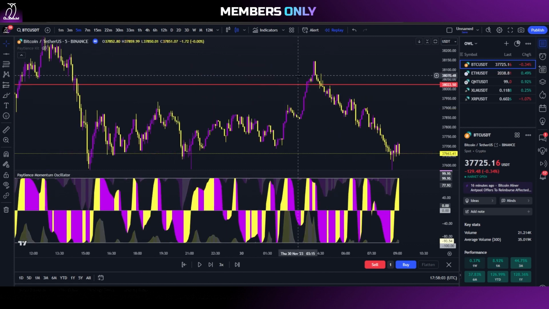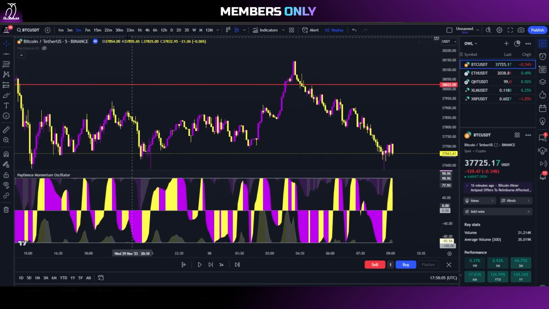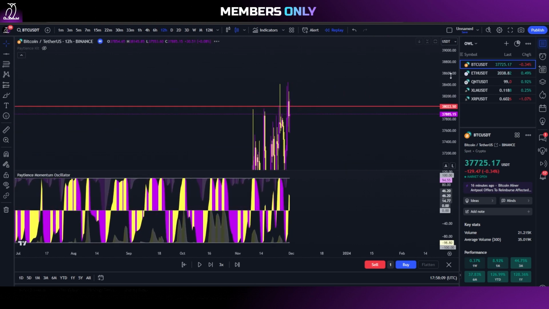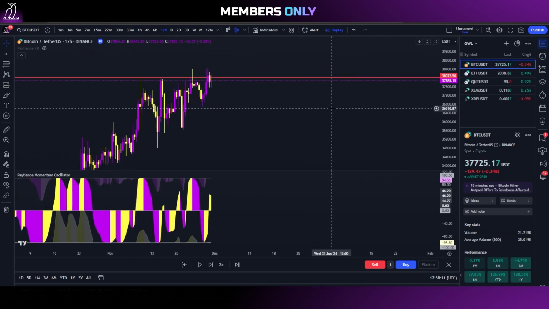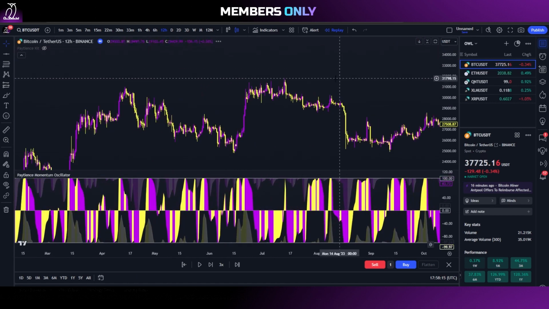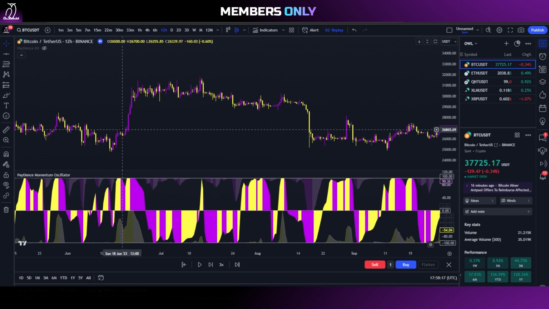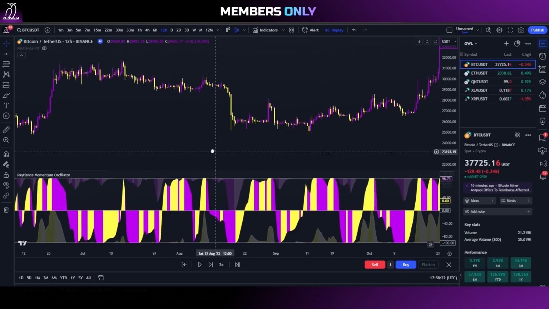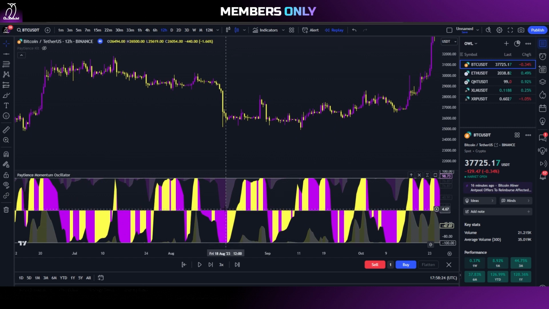Make sure you're using it in confluence with your other trades. This was on the 5-minute chart. This also works amazing on the higher time frames as well. We can kind of see some other moves that have happened here. Keep in mind, the transparent wave is the key. If it touches 0, that's going to be a big move to the downside there.